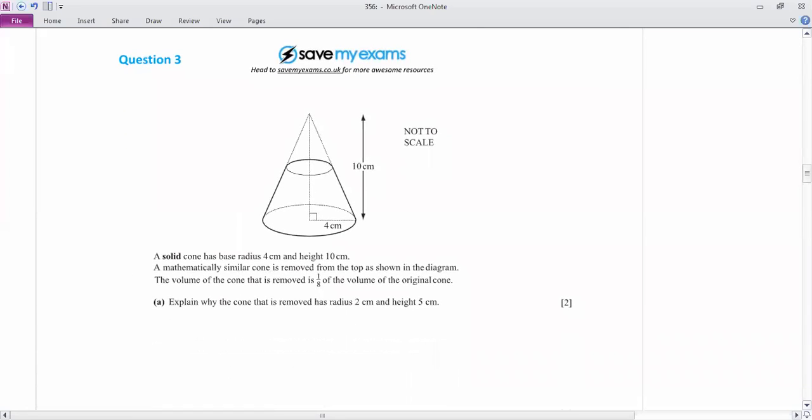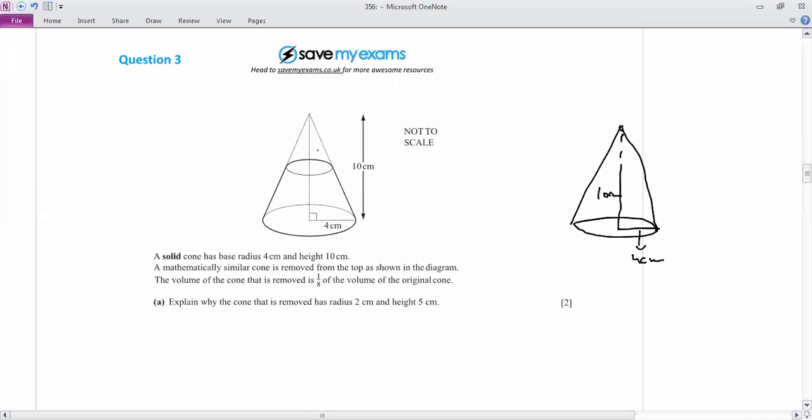This one. I think we may need to use the similarity property here, but let's see. A solid cone has a base radius 4 and a height 10. This is a full cone. You can see a big cone is like this one, whose base radius is 4 centimeter and the height is 10 centimeter. This height is given as 10 centimeter.